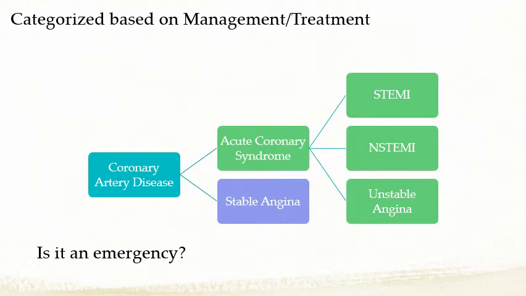I think it's easy to understand the difference between a STEMI and an NSTEMI, but how do we differentiate between stable angina and the other acute coronary syndromes? And how do we differentiate between unstable angina and NSTEMIs and STEMIs? And that's what we're going to talk about.